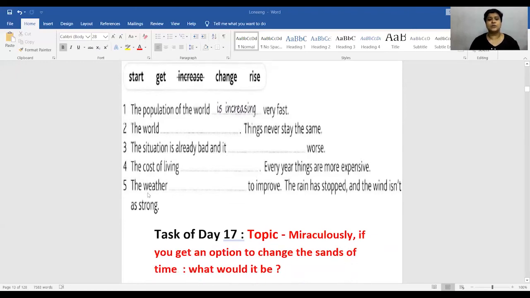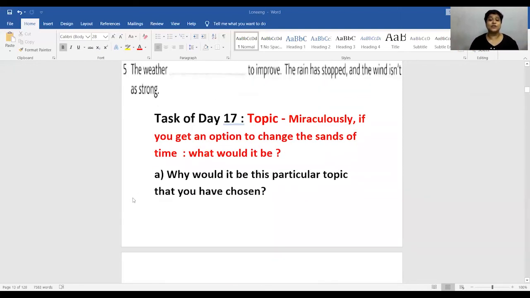All right, so the last two: the cost of living dash. Every year things are more expensive. I want you to do it. Also, the weather dash to improve. The rain has stopped and the wind isn't as strong. So I want you to do the last two. So put Roman number 3, put 4 and 5, and paste the answers on Facebook so we could give you your feedback. All right, the task for the day.